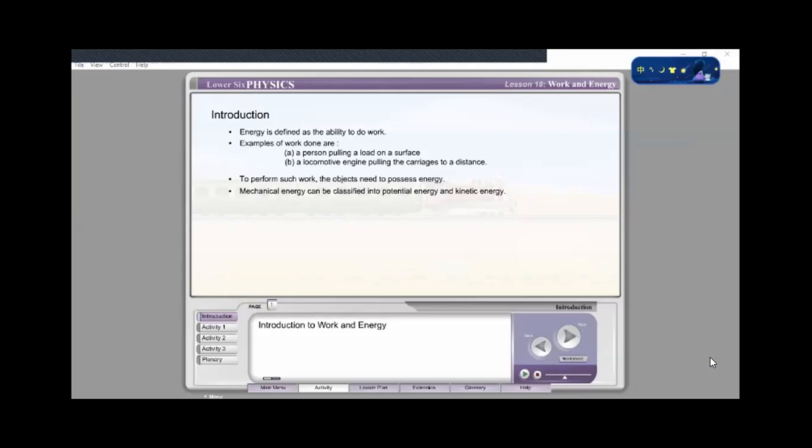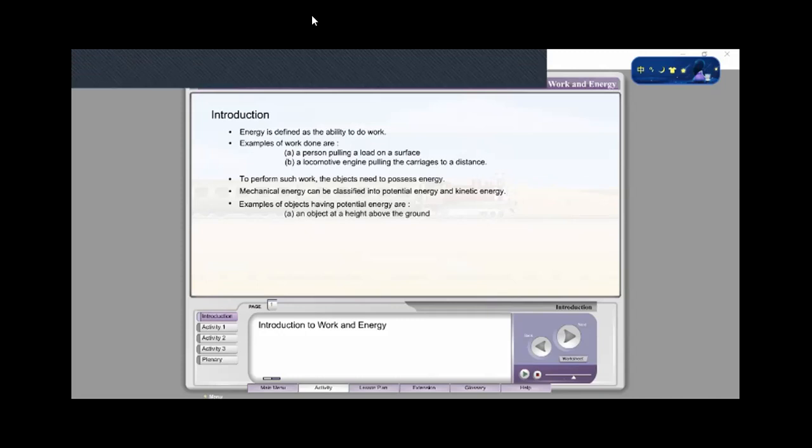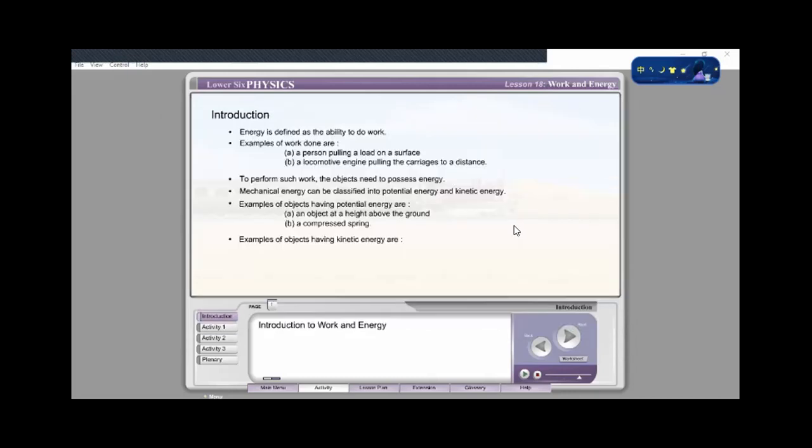Mechanical energy can be classified into potential energy and kinetic energy. Examples of objects having potential energy are an object at a height above the ground, a compressed spring. Examples of objects having kinetic energy are a running train, a bullet fired from a gun. A stone thrown into the air will possess both potential energy and kinetic energy.